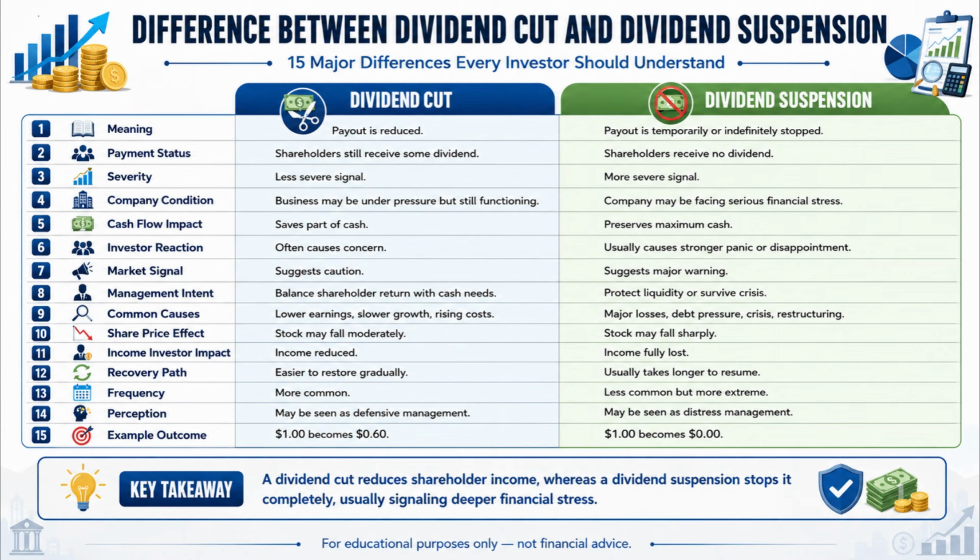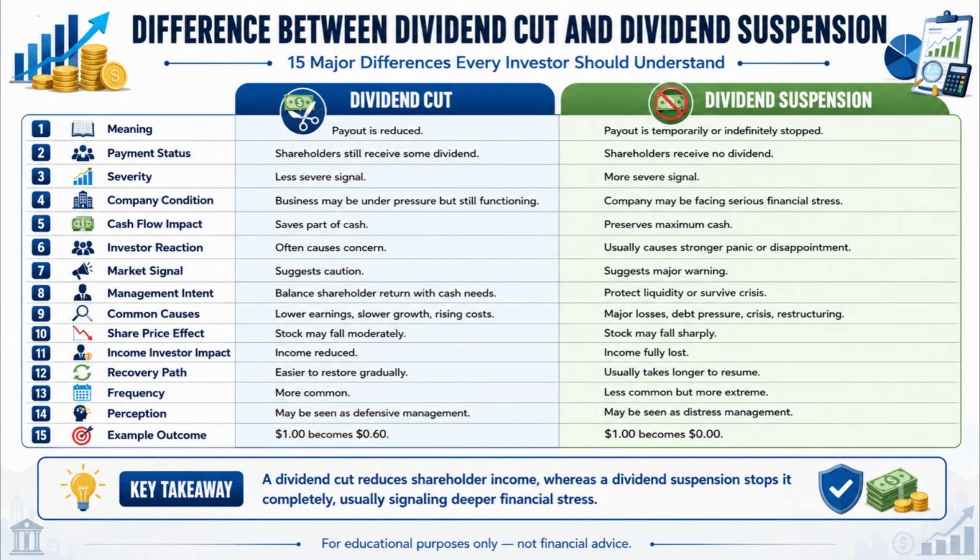Number 5. A dividend cut helps the company save part of its cash, whereas a dividend suspension helps preserve the maximum amount of cash possible. Number 6. Investors often react with concern to a dividend cut, whereas a dividend suspension usually creates stronger disappointment or panic. Number 7. A dividend cut suggests caution to the market, whereas a dividend suspension suggests a major warning about the company's condition.